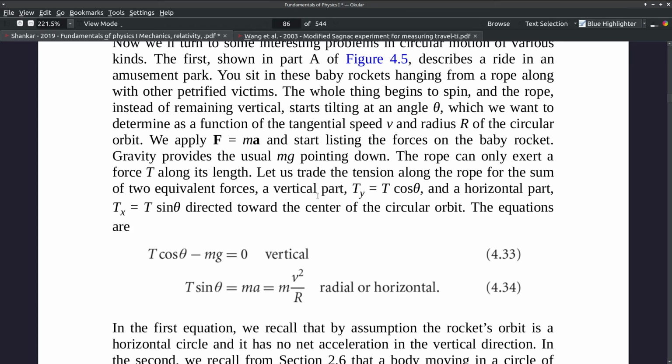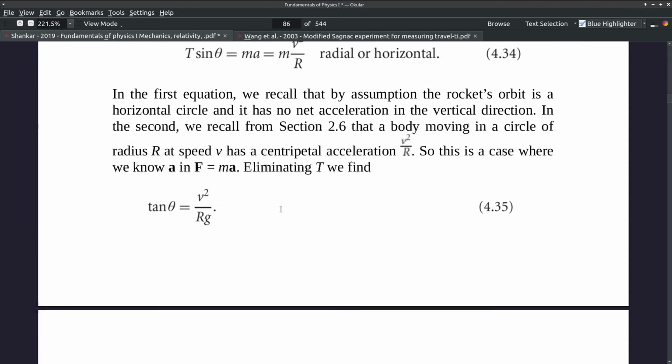A vertical part, Ty equals T cosine theta, and a horizontal part, Tx equals T sine theta, directed toward the center of the circular orbit. The equations are T cosine theta minus mg equals 0 for vertical, and then T sine theta equals m v squared over r, radial or horizontal. Which is velocity squared over radius.